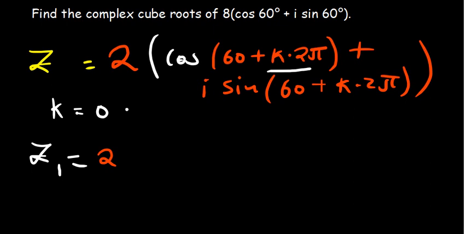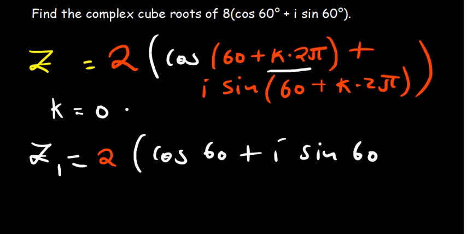Okay, so what you're going to have, without rotation, is 2. Then what you have is cos 60 plus i sine 60 as well. So all the parts with k have been eliminated, and we can say that is basically our first possible solution.